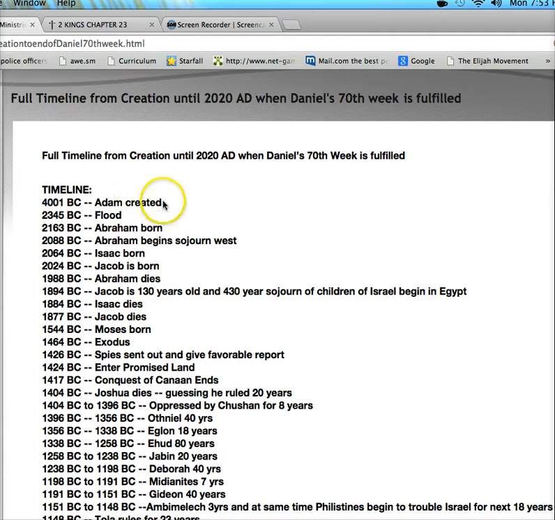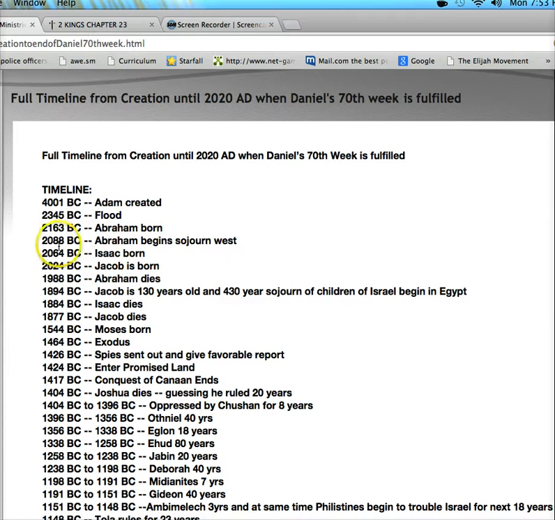So 4001 BC, we have Adam being created. And then 1,656 years later, which you can easily find out just by adding up all the years of Adam through Noah, when they are born, when they die, you come to the year 2345 BC, the flood. Then we come to Abraham's birth right here in 2163 BC. And then 75 years later, when he's 75 years old, Abraham begins his sojourn west as Yah leads him toward Canaan, to the future Israel.